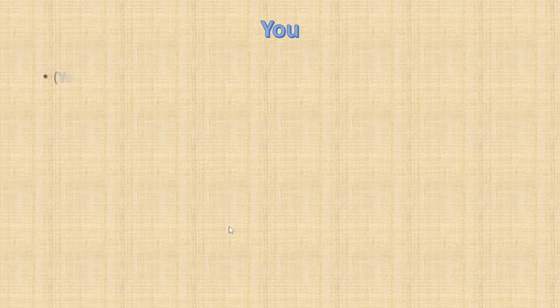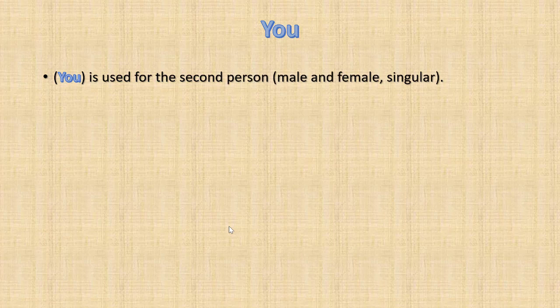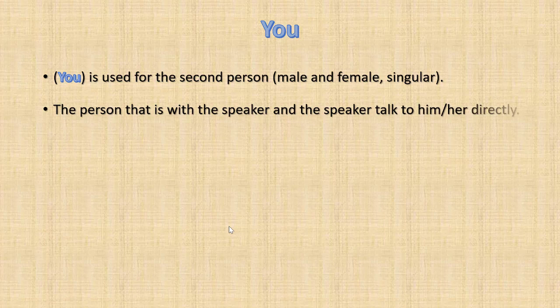You. You is used for the second person, male and female, singular. The person that is with the speaker and the speaker talks to him or her directly. Examples: You are my student. I am the speaker and I am talking to you directly. You are one person, so I will say you are my student.